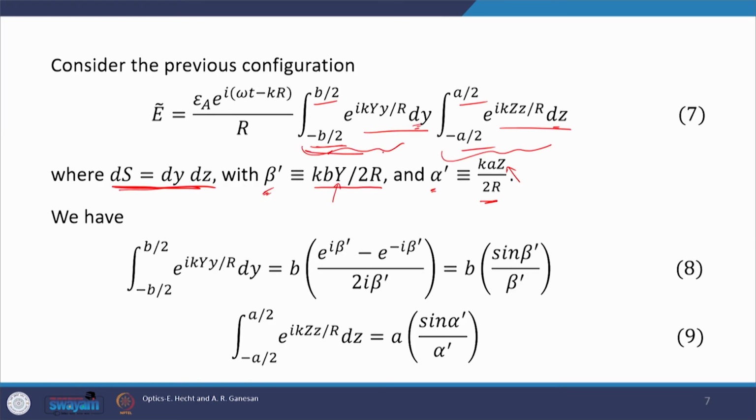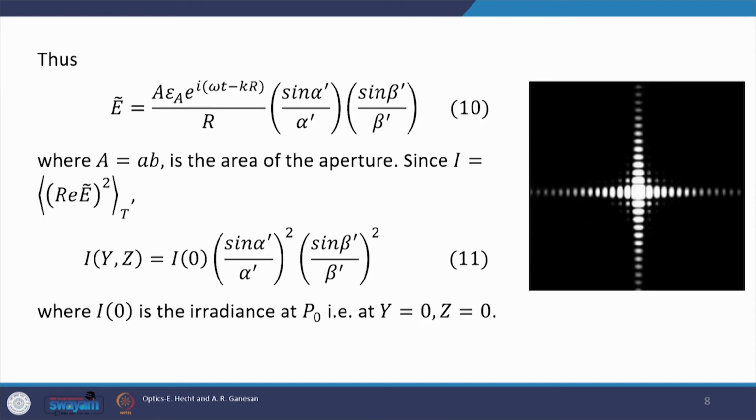Now we have two integrals to be solved. Let us start with the first one. After a bit of mathematics, you see that this integration is equal to b sin beta prime by beta prime, again a sinc function here. Similarly, the second integration can also be solved, which is given by equation number 9. Now, let us substitute these two equations 8 and 9 back into equation number 7. Then the final field distribution at the point of observation P is given by equation number 10. You see here capital A, which is nothing but A into B, the area of the rectangular aperture.